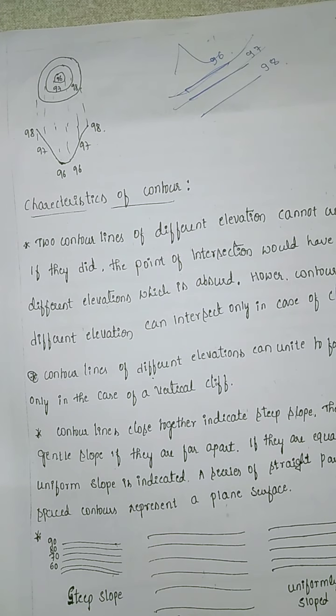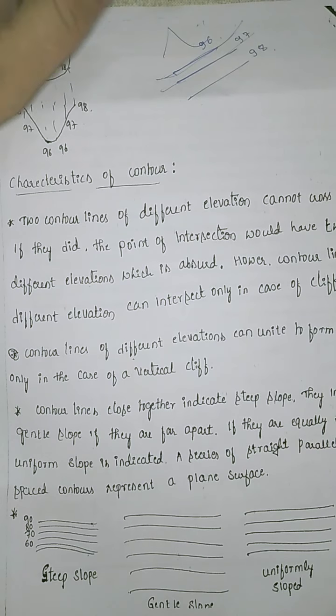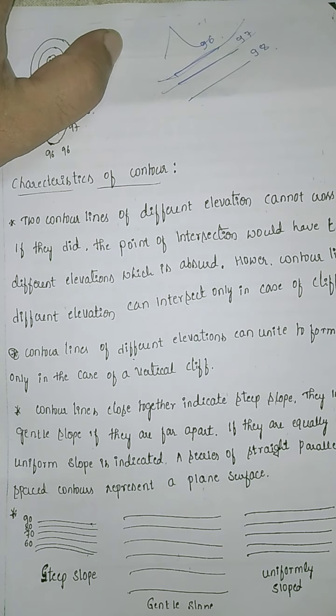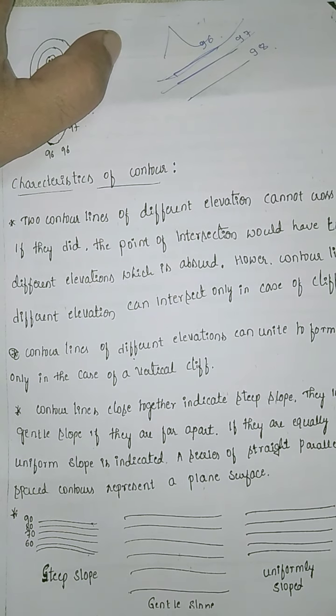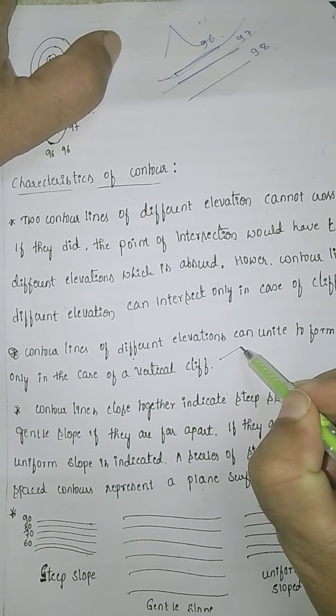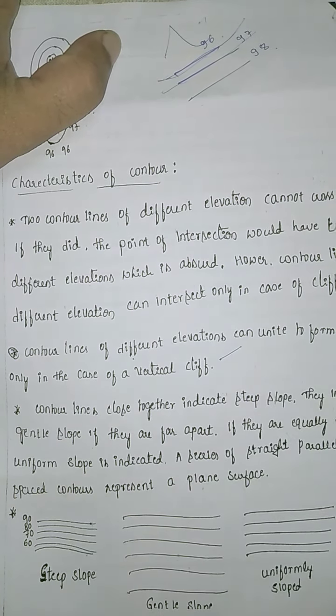In general, contour lines of different elevations cannot meet each other. They can unite to form one line only in the case of a vertical cliff, which has already been discussed.